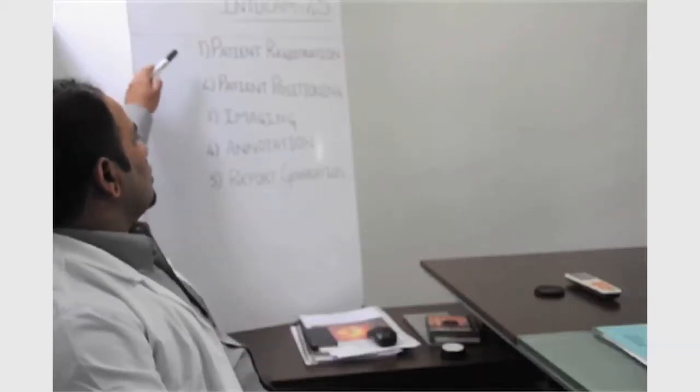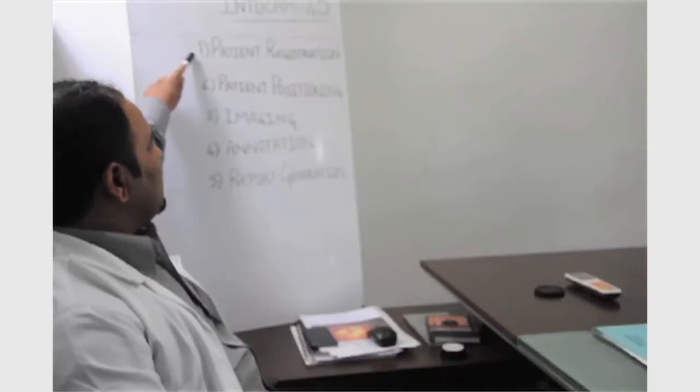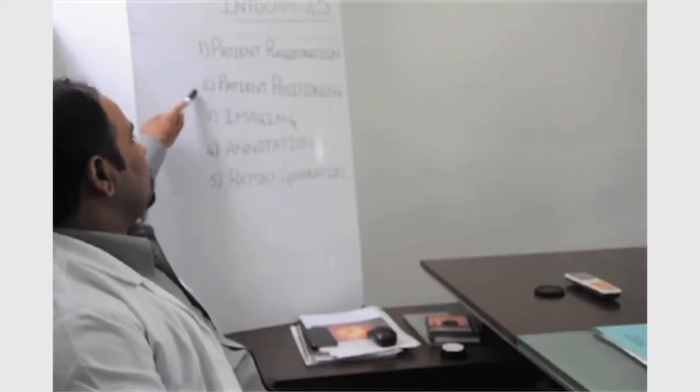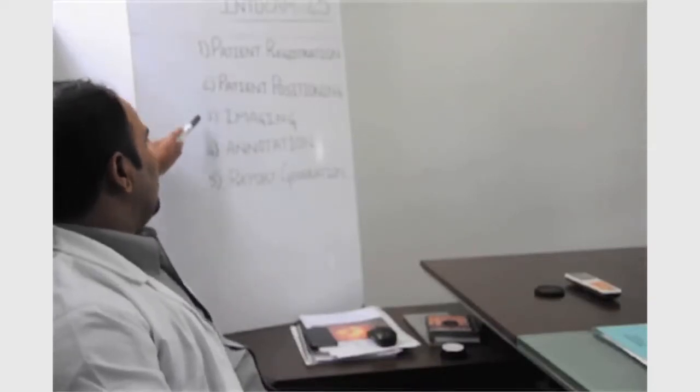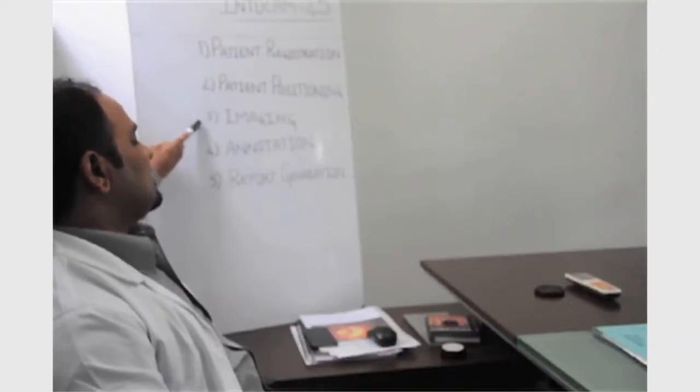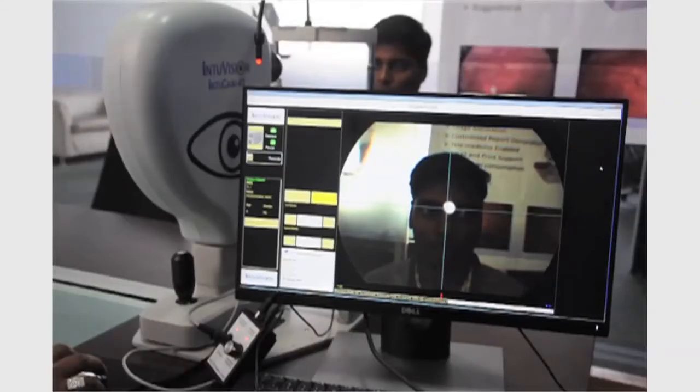Now coming back to our flowchart, we are done with step 1, that's patient registration. Step 2, patient positioning. Now we will move to step 3, that is imaging. This is the live imaging screen of the software. Now I will explain the layout and the different options available here.